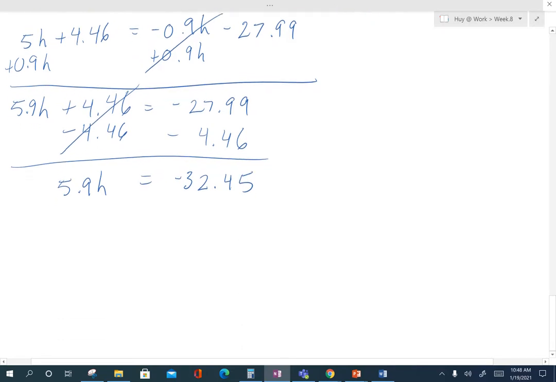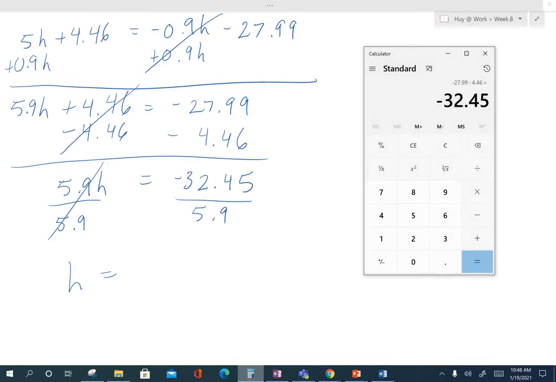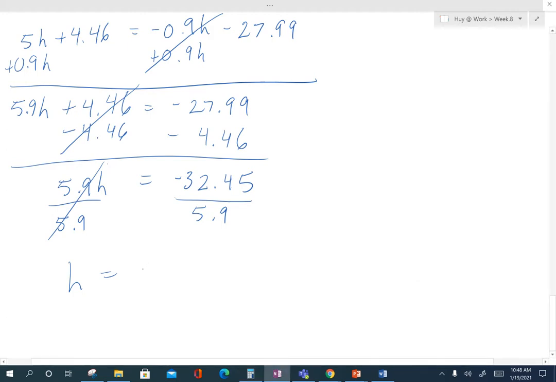All right. Now we're going to use the inverse again to finally isolate the variable h. Okay, so h, because 5.9 divided by 5.9 cancels out, so h is all alone on the left side. Divide the other side by 5.9. So negative 32.45 divided by positive 5.9. Oops, 5.9. Make sure we're typing it correctly in our calculator. Equals negative 5.5.